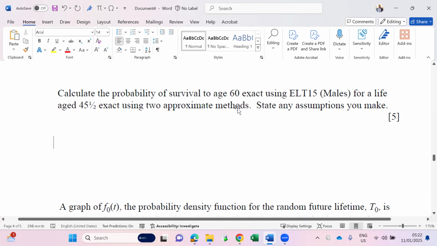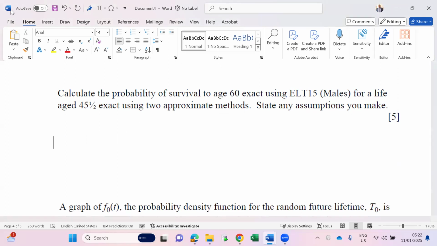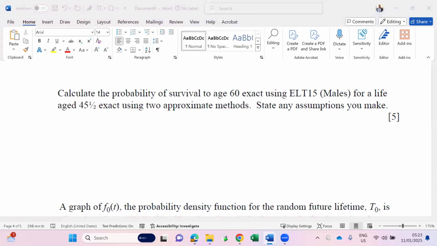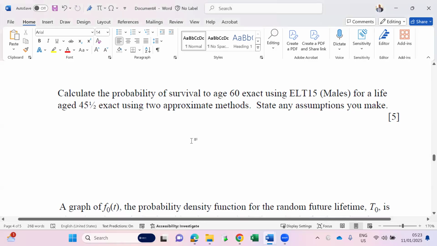So the first question is: calculate the probability of survival to age 60 exact using ELT males for life age 45 and a half, exact using two approximate methods. For this course, there are two approximate methods. The one is the uniform distribution of deaths, and the other is constant force of mortality. So the ask is to calculate tPx where you have some non-integer value.